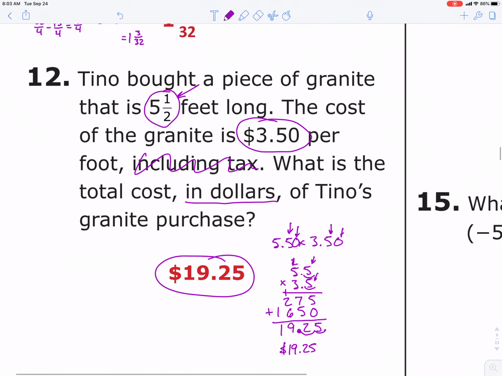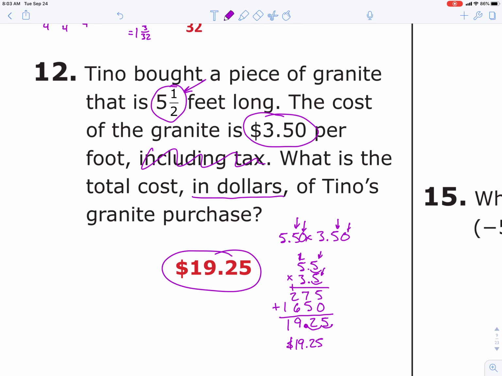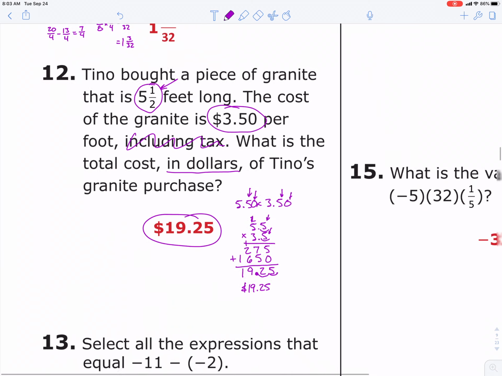So a lot of these, they give away how they want their answer. If they want their answer in decimal, that probably tells you I better put everything in decimal form. That's the easiest way to get my decimal answer, right? So don't try to do 5.5 times 3.5. You'll drive yourself nuts trying to do it.